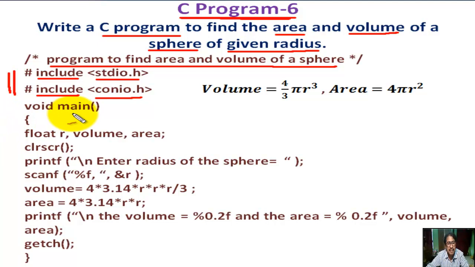Void main, with an empty pair of parentheses, this is void main. Void main is the main function of a C program. We can also write only main function.